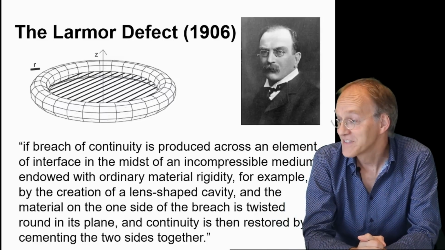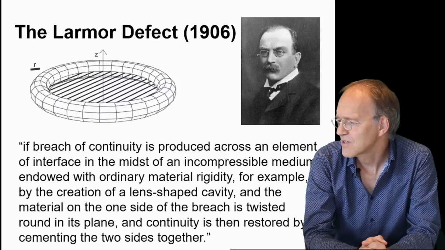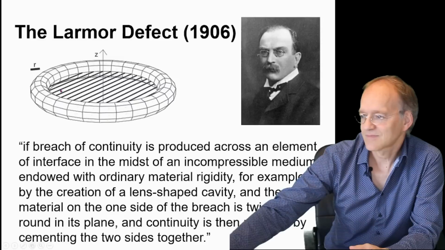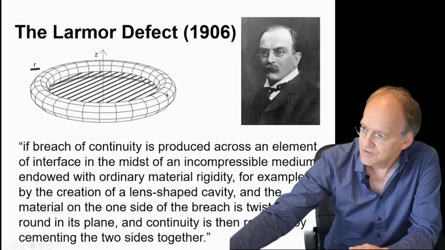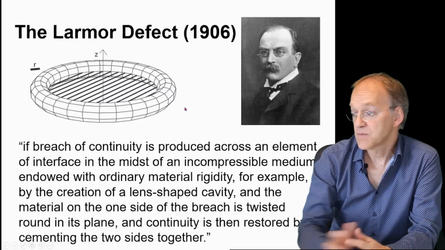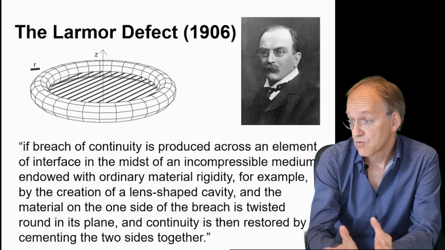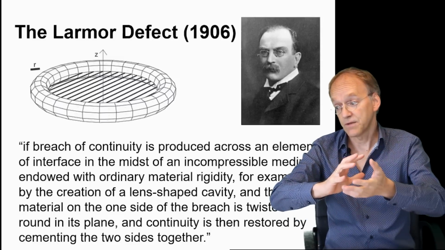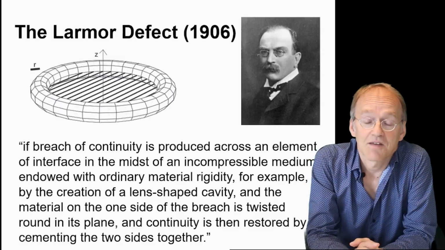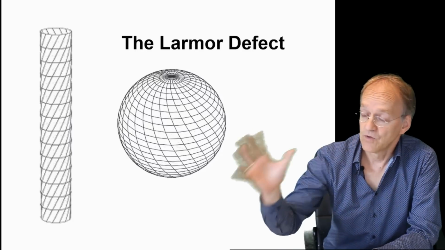Look at this, 1906, the eminent Irish physicist Joseph Larmor. There are so many smart Irish physicists, Larmor and Cullagh and Hamilton. I have visualized this here: this would be the cut surface, and you could take out this torus in order to do the twist. And he said, if breach of continuity is produced across an element of interface in the midst of an incompressible medium, for example, by creation of a lens-shade cavity, and the material on the one side of the breach is twisted round in its shape, and continuity is then restored by cementing the two sides together. So the idea was more than 100 years old, but however, we can visualize it again.